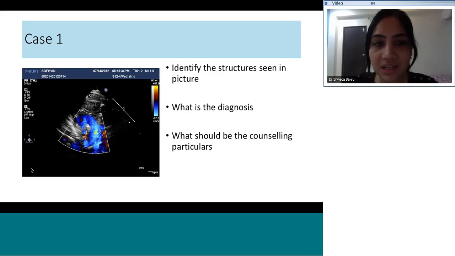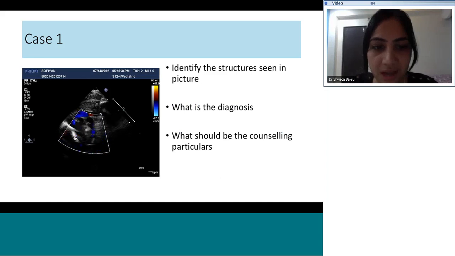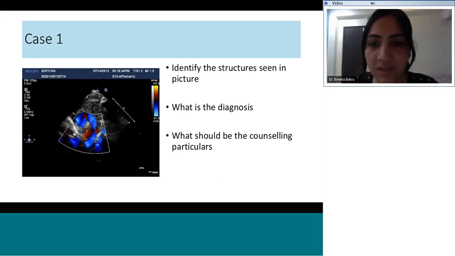So this is our case one. I will play the video. Please identify the structure seen in the picture and, after identifying, please explain what your most appropriate diagnosis is.